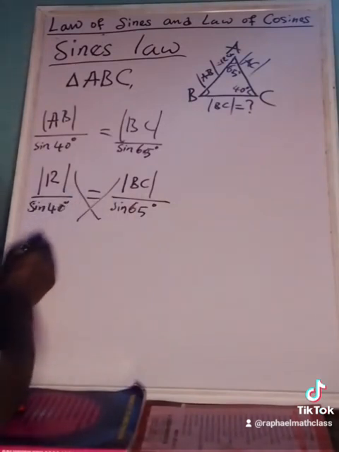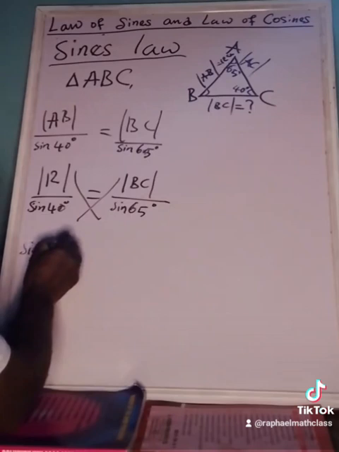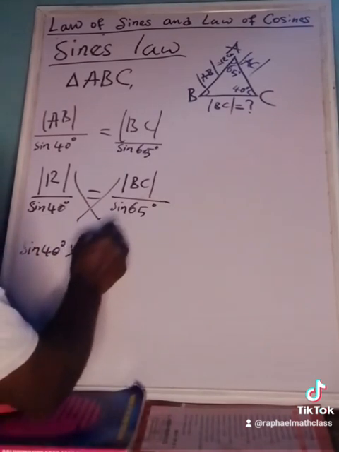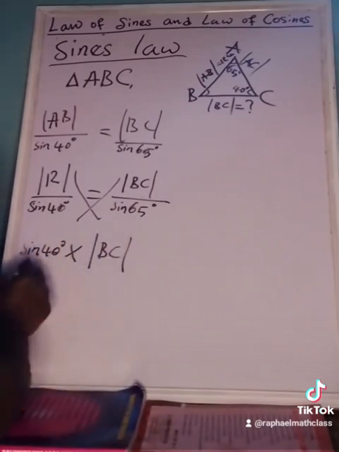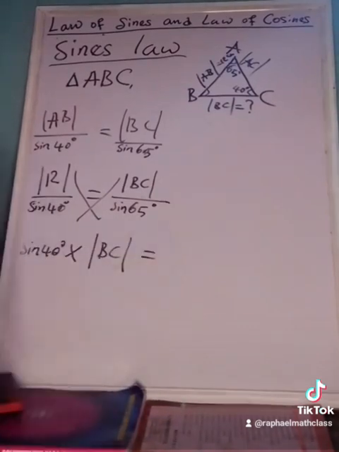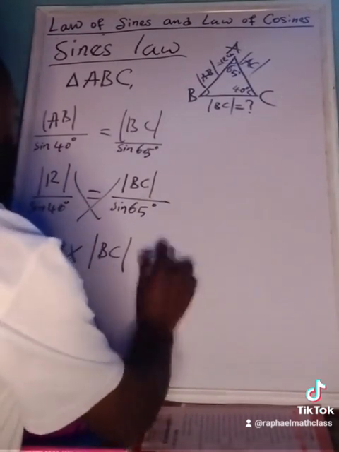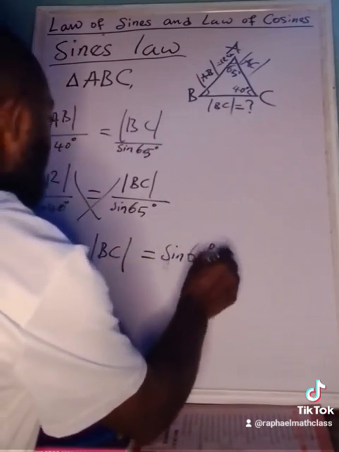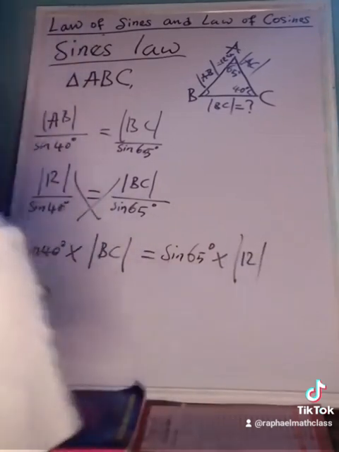So we are going to have sine 40 degree multiplied by side BC. You understand? Side BC. It will be equal to sine 65 degree multiplied by side 12. You understand? Side 12 centimeter.